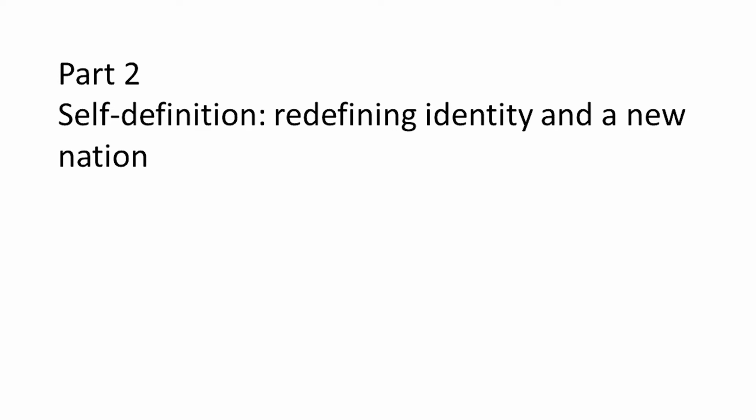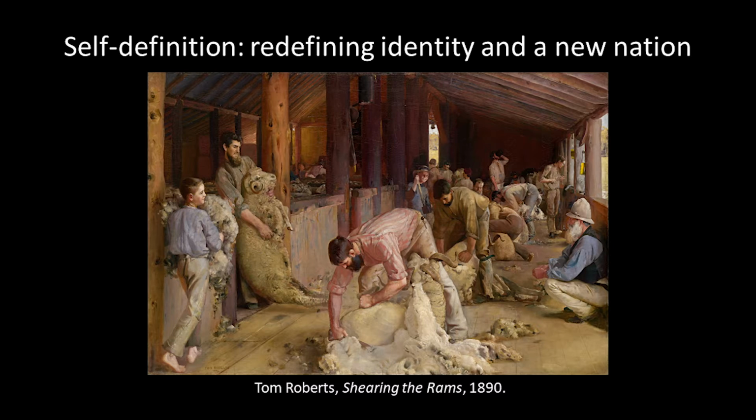So one thing that we can think about from 1890 onwards is that we start to see a very clear self-definition coming through in various types of artistic expression. One easy way, in terms of time here in the lecture, is to move to some artworks that emerged as part of the Heidelberg School of Art in the late 1800s. And so this first image here is Tom Roberts' painting called Shearing the Rams. What we see here is the shearing shed, an iconic location that we see in a lot of Australian art as well as Australian literature.